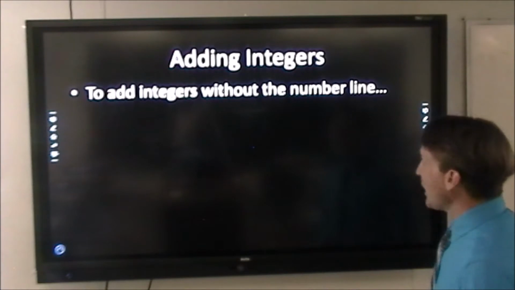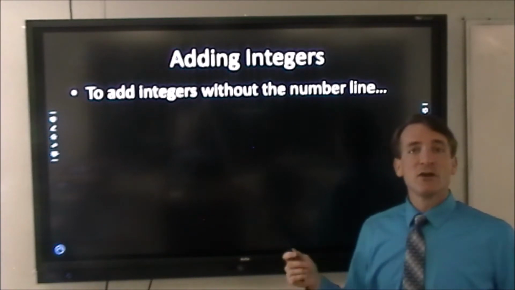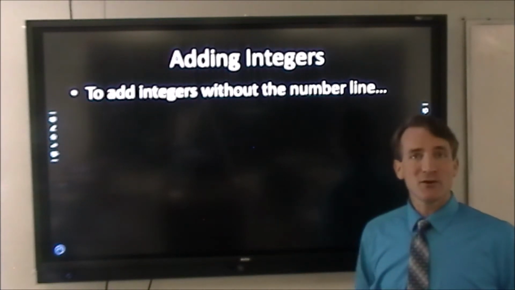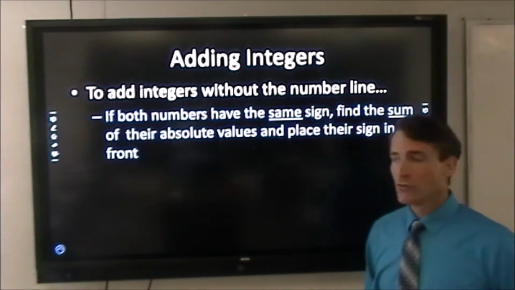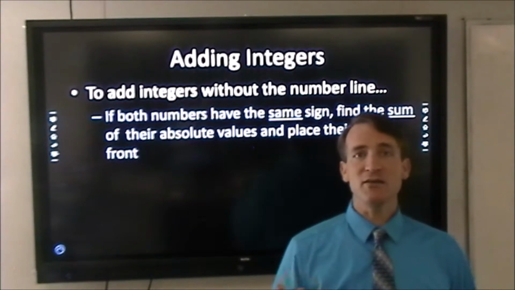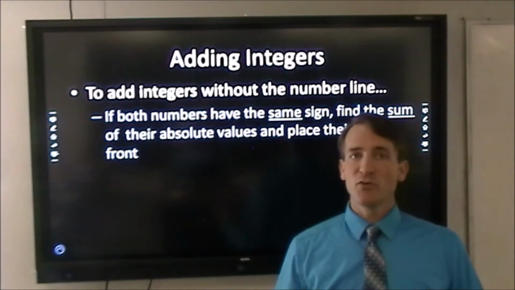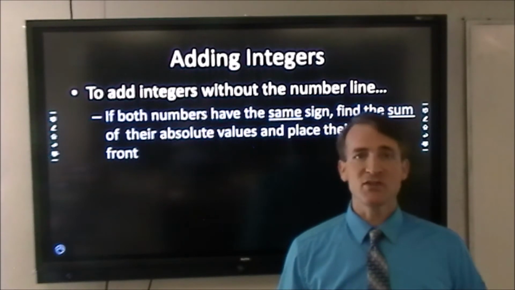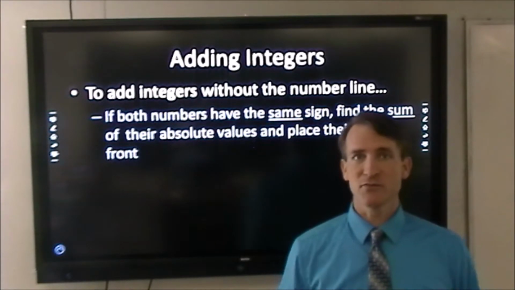To add integers without a number line, there are two basic rules that I encourage people to follow. The first rule is if both numbers have the same sign, you're going to find the sum. The sum is the answer to an addition problem. So if they have the same sign, find the sum of their absolute values and then place whatever sign they have in front. So if I'm adding 5 and 8, they both have positive values. 5 plus 8 is 13. My final answer is a positive 13.